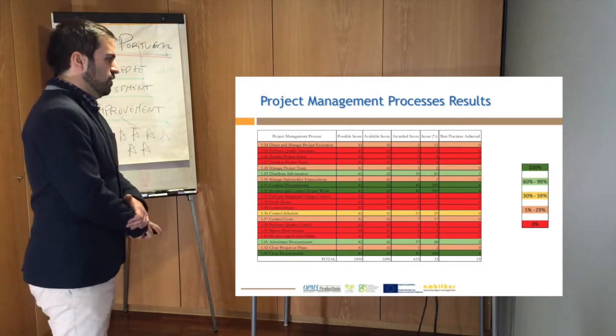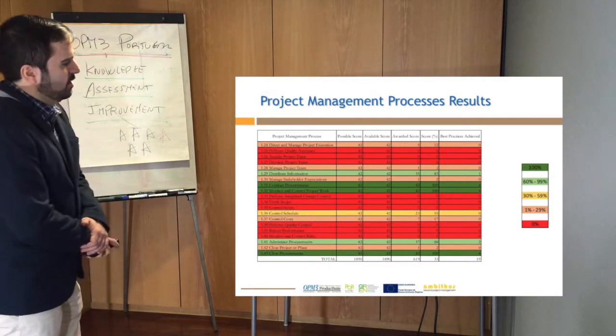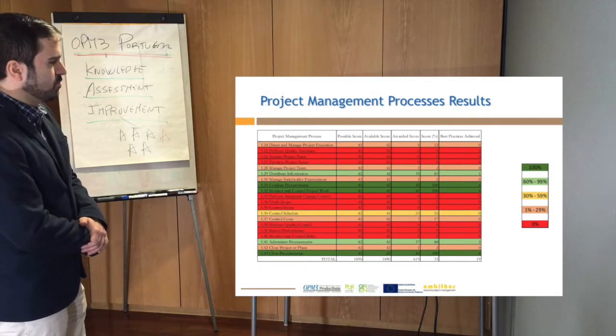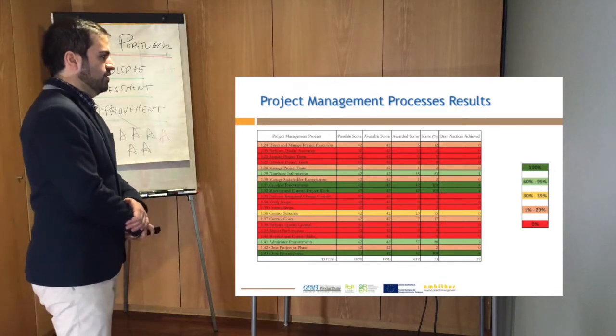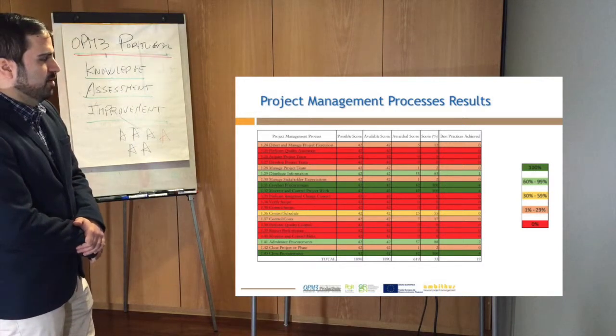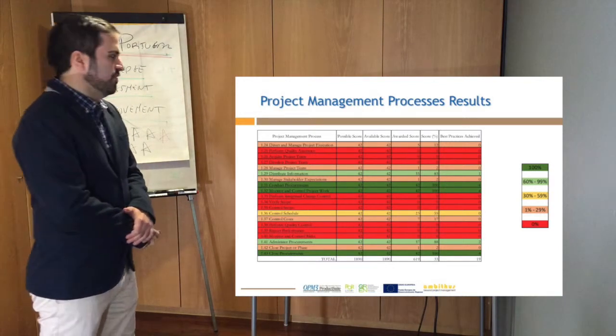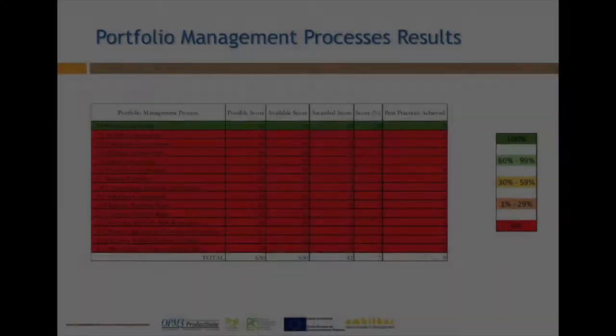So the score for this project management area is 33%, achieving 19 best practices, as you can see on the right side, and you will see further on other slides the best practices that were achieved by this sector.